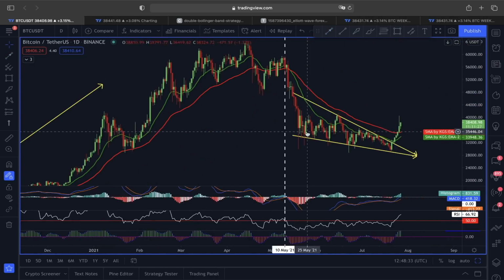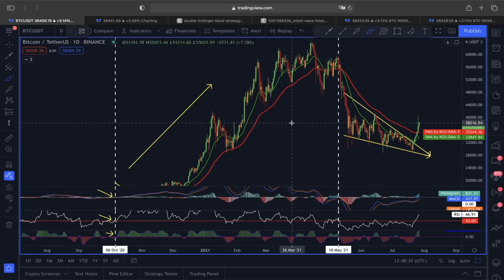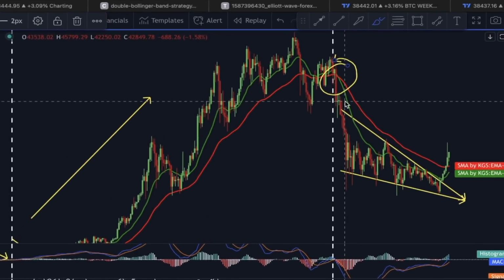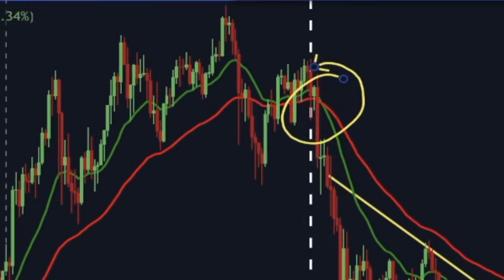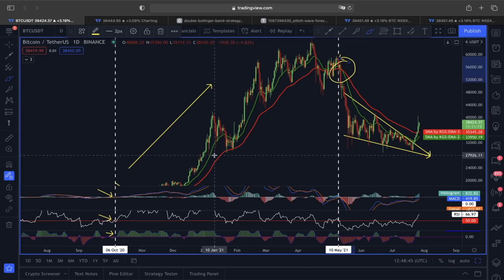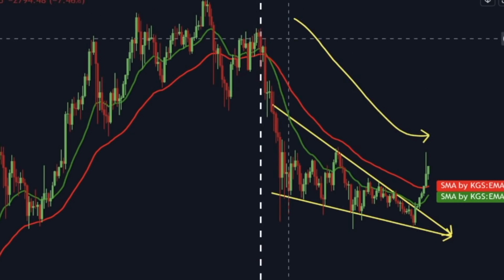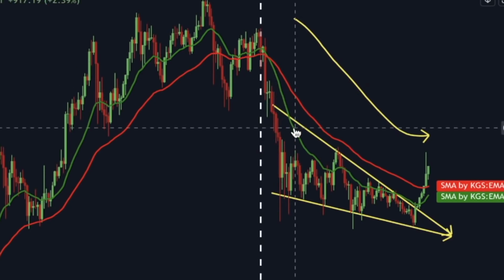playing out for Bitcoin. And if you look at this one here, the opposite, I mean the 50 exponential moving average at the top and the green line, which is the 20 exponential moving average at the bottom. When the trend is heading to the upside, the green line, the 20 exponential, will be at the top and the red line will be at the bottom. But in a downtrend, the red line, the 50 exponential moving average, is going to be at the top and the green line is going to be at the bottom.